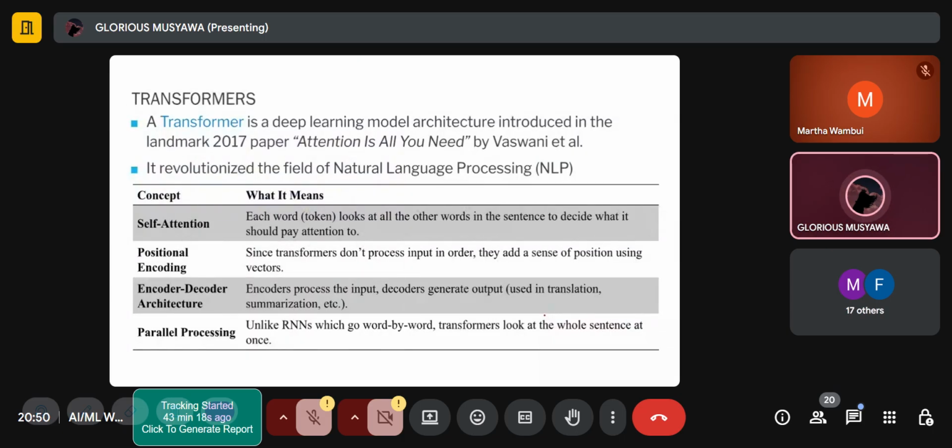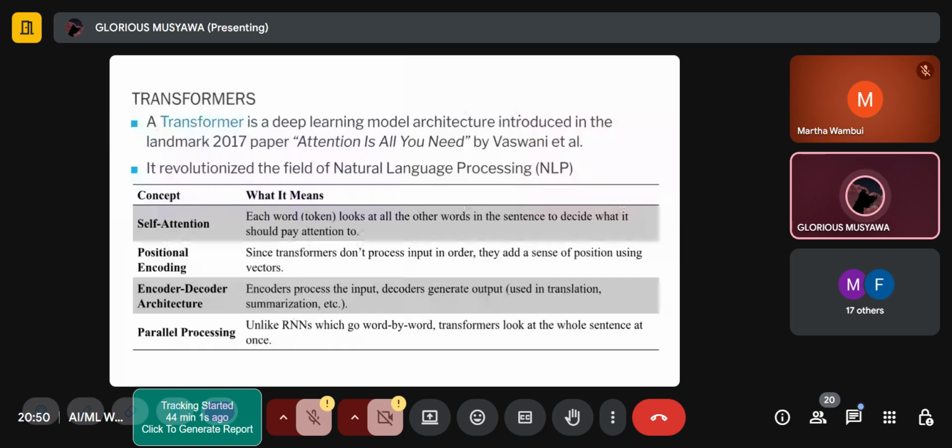So this is more explanation about transformers. Transformers explain ChatGPT basically. It's a deep learning model architecture introduced in the landmark 2017 paper called Attention Is All You Need. It revolutionized the field of natural language processing. It's just a term, the way we have deep learning as a term, the way we have AI as a term, that explains how some deep learning models operate.